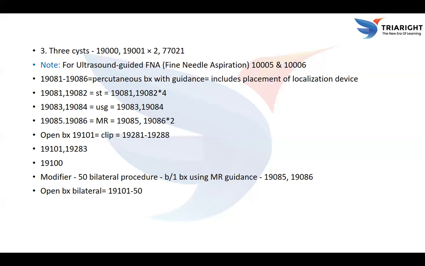Modifier 50 indicates a bilateral procedure. This modifier is used to indicate that a procedure was performed on both sides of the body during the same session. If it is applied to codes that are not inherently bilateral, for open biopsies, you would report 19101-50 for a bilateral open biopsy. So this is how you code ultrasound guided FNA and MRI guided FNA.